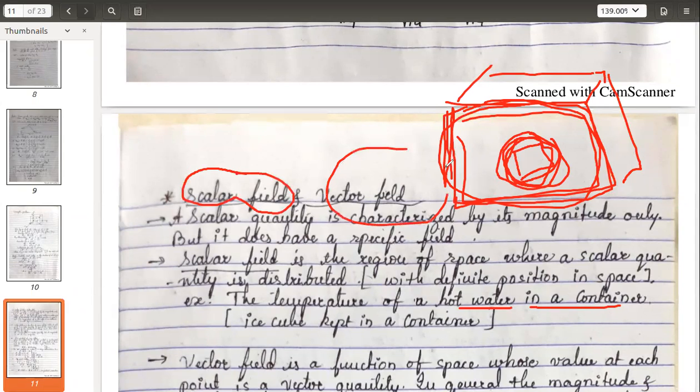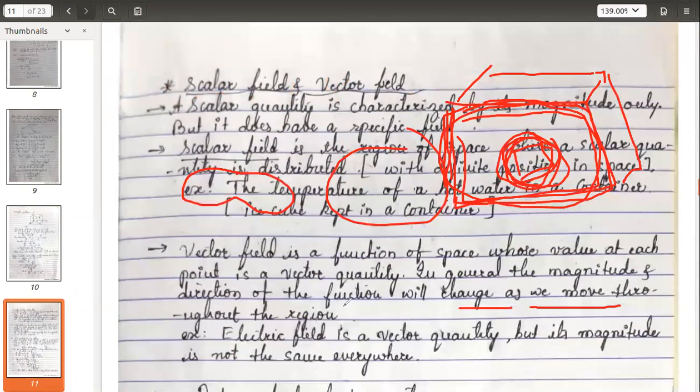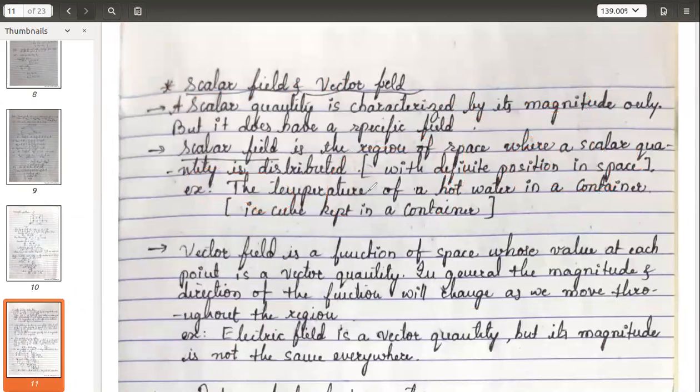Now regarding the vector field, the example I am going to give you now, you will understand fully when we deal with the electric field intensity concept. But for now, understand the example of a vector field. Again, a field is a region or a space where the distribution of a vector is associated. So you know what a vector is? It has both magnitude and direction.